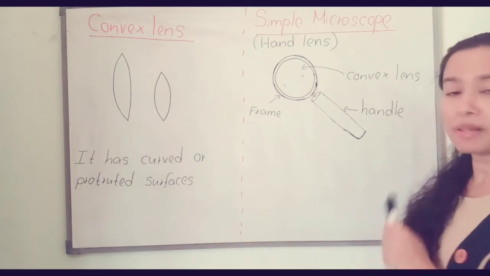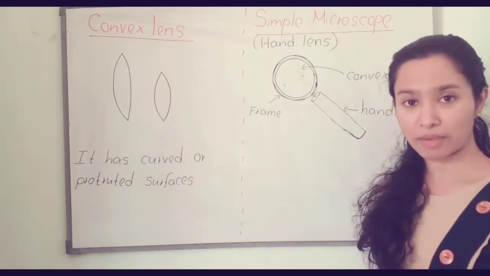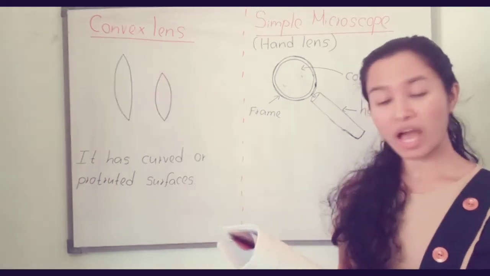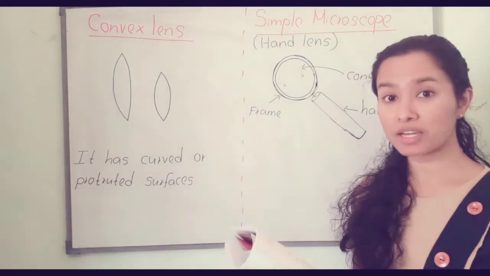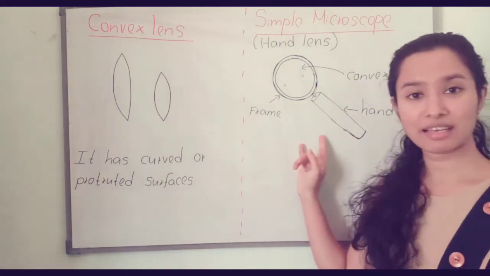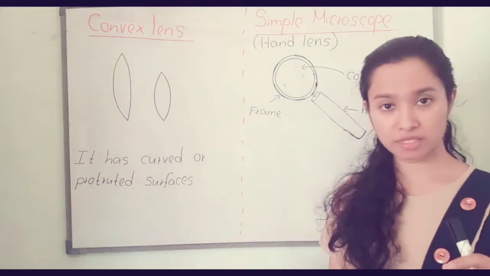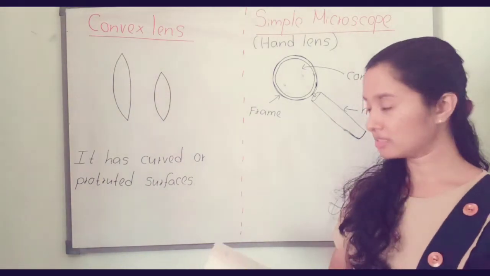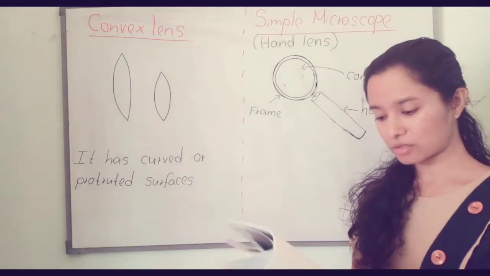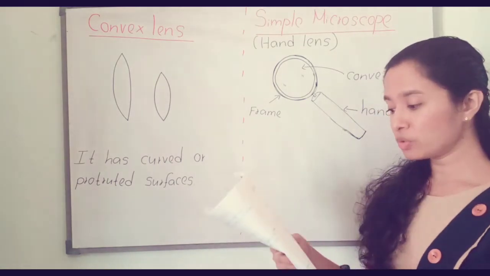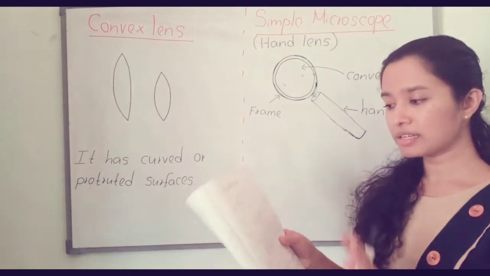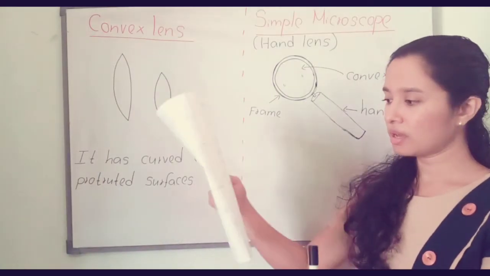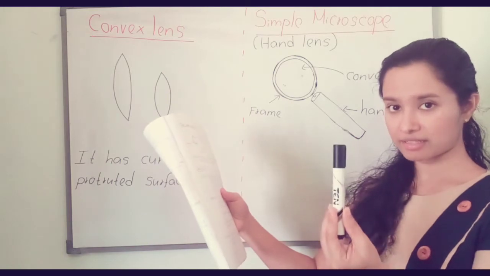So this simple microscope, we can use this microscope to observe small items. You have to do activity 10.2 by using this hand lens. You have to observe small letters by using hand lens or simple microscope. Here you have to think this is small letters you are going to observe. Okay, this is hand lens.